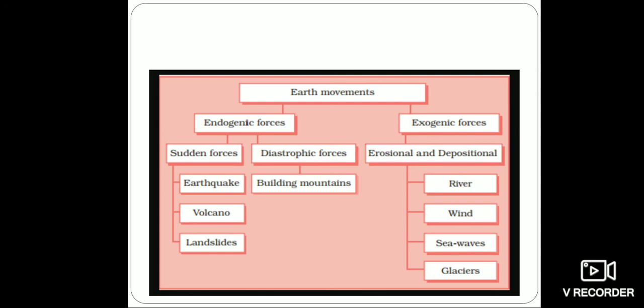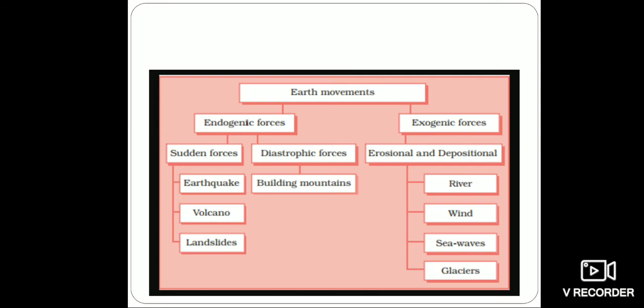Endogenic forces are of two types. Number one is the sudden forces, and number two is diastrophic forces. Sudden forces include earthquakes, volcanoes, and landslides, whereas diastrophic forces include mountain building forces, which take a longer period of time. When we talk about exogenic forces, they are basically erosional and depositional in nature, and the agents of erosion are rivers, wind, sea waves, and glaciers.